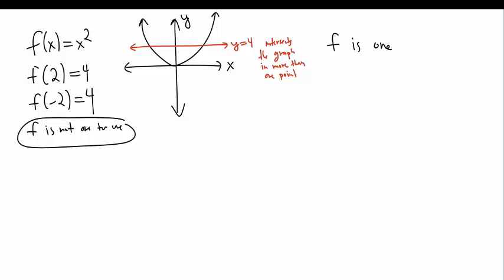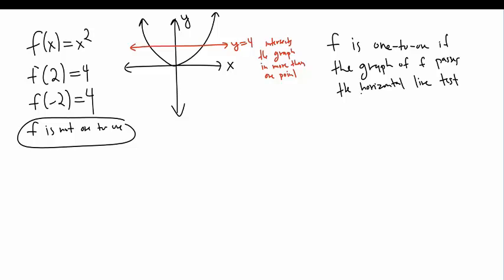So we have a test for a function being 1 to 1 based upon its graph. f is 1 to 1 if the graph passes the horizontal line test, which means that every horizontal line intersects in at most one point.